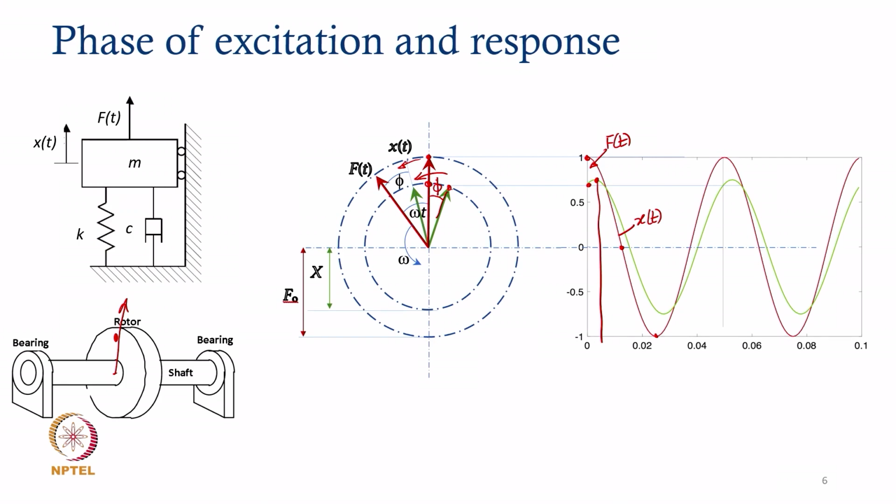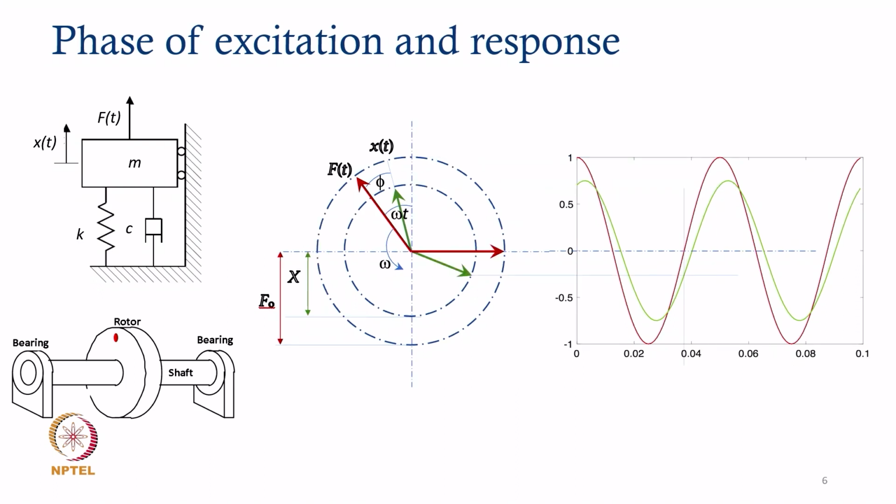So, this basically represents the situation where the response becomes highest at this particular point. By that time, the force would have gone here, and its value will be somewhere here. So, this is how the relationship between the force vector and response vector is shown here. The response lags the force vector by an angle of phi.